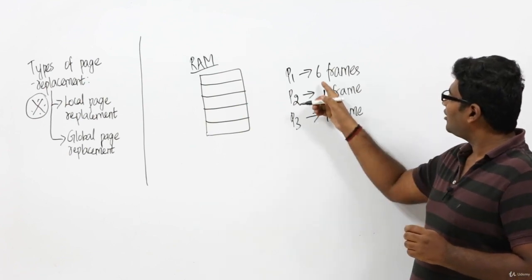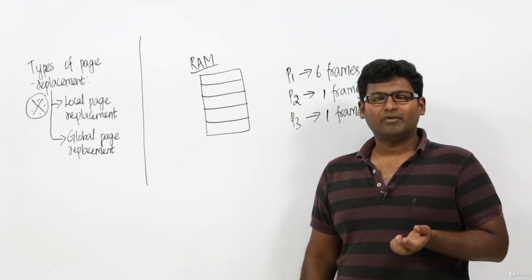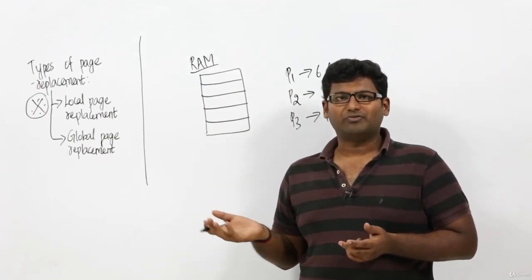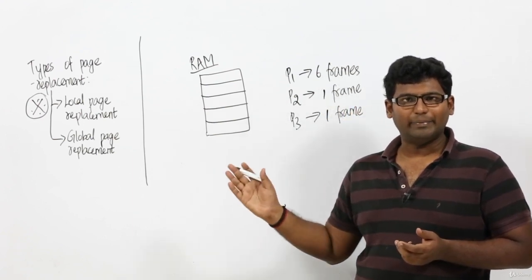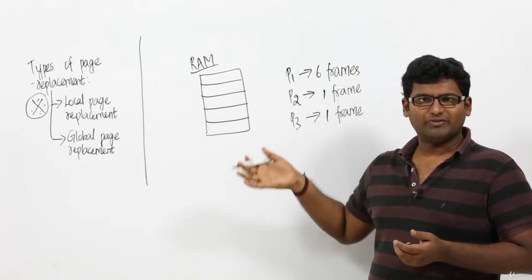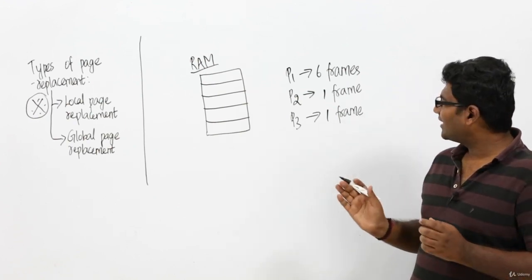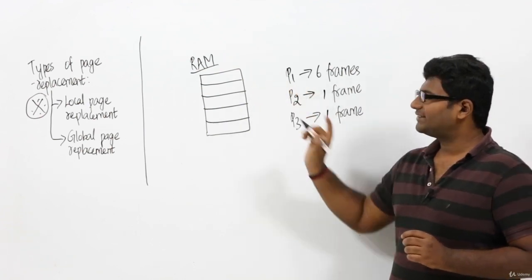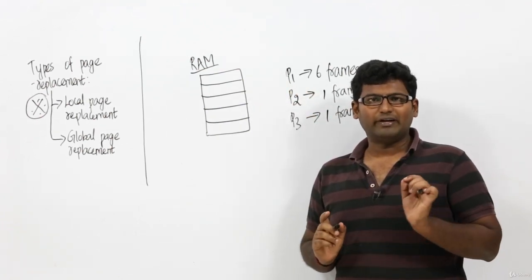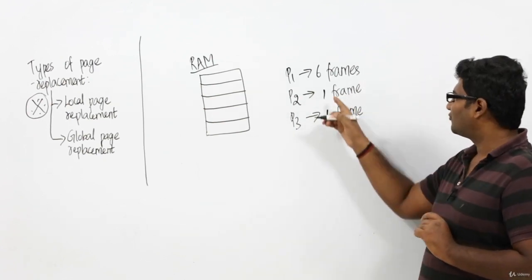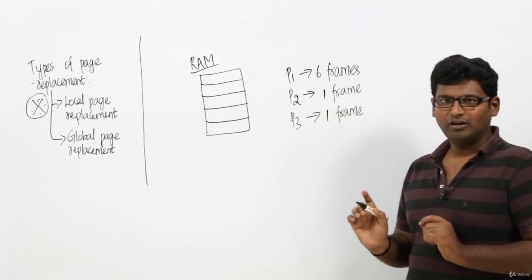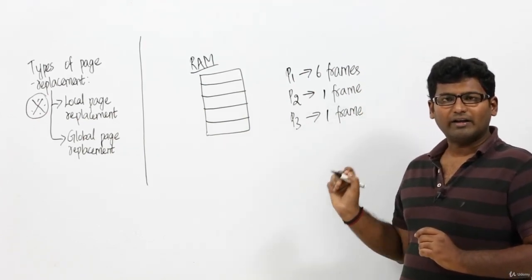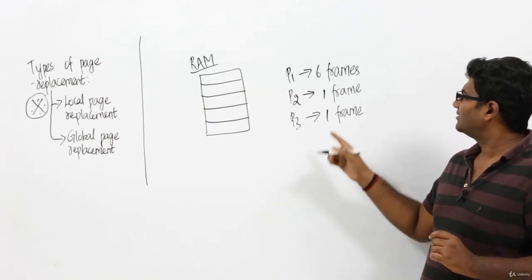In case I give 5 frames to process P1, what will happen? It will lead to thrashing, right? You know that thrashing is nothing but a repeated number of page faults. We have already seen it. We took an instruction ADD A B C, where variable A is present in one page and variable B is present in another page. Such a scenario is still possible. So if process P1 has been allocated 6 frames, it will run perfectly without leading to thrashing. If you give less than 6 frames, it will lead to thrashing. So the minimum number of frames needed for process P1 to complete its execution without thrashing is 6 frames.